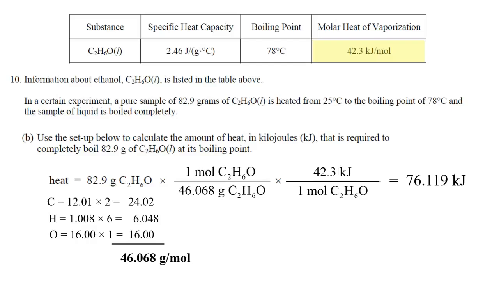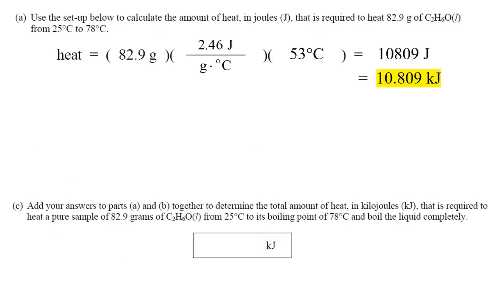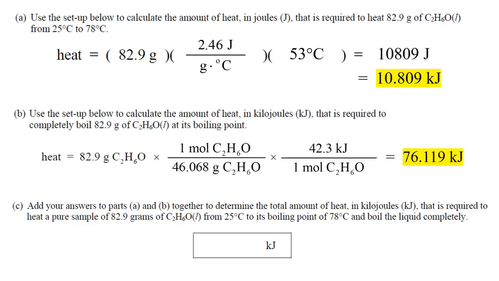I'm not quite ready to round off my answer yet, so let's go ahead and take a look at parts A and B. So there's my answer to part A, 10,809 joules, or 10.809 kilojoules. Here's my answer to part B, 76.119 kilojoules. Part C, add your answers to parts A and B together to determine the total amount of heat in kilojoules that is required to heat a pure sample of 82.9 grams of liquid ethanol from a temperature of 25 degrees Celsius to its boiling point of 78 degrees Celsius and boil the liquid completely.